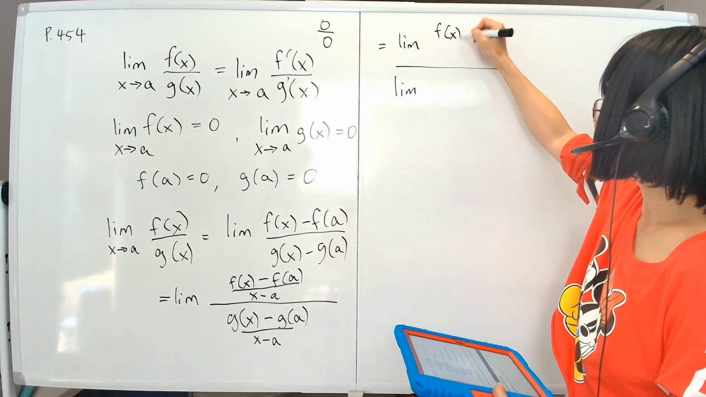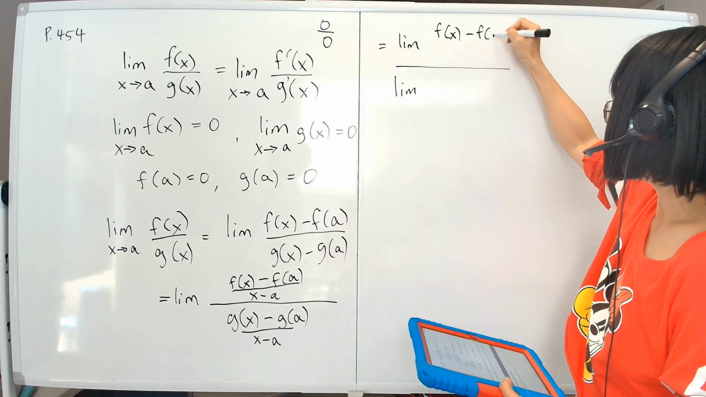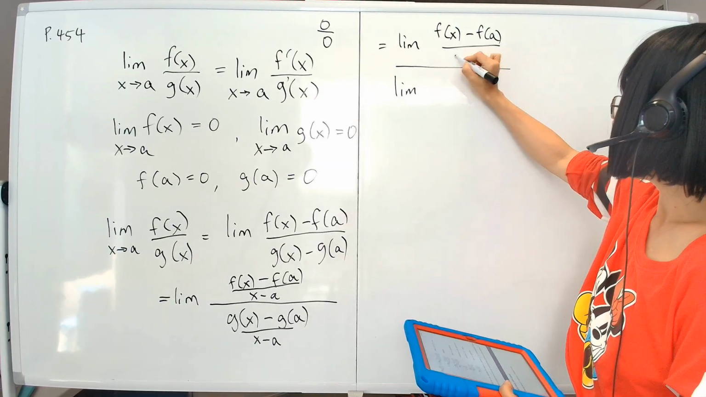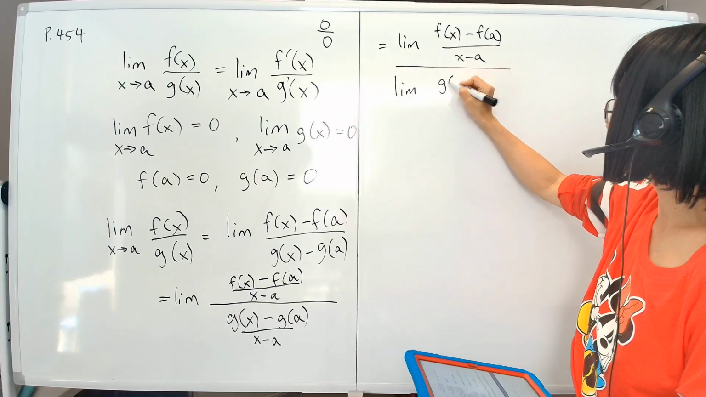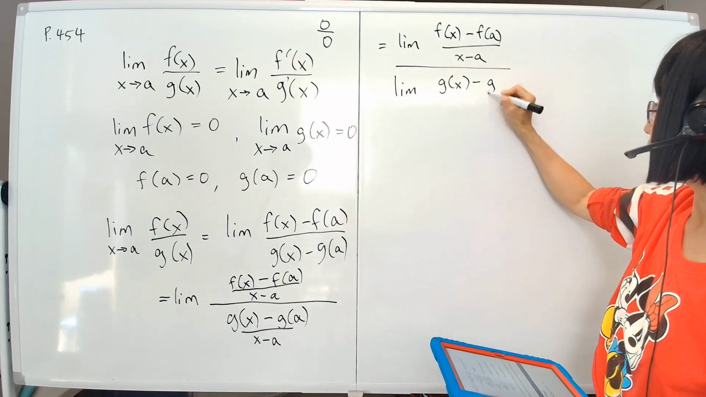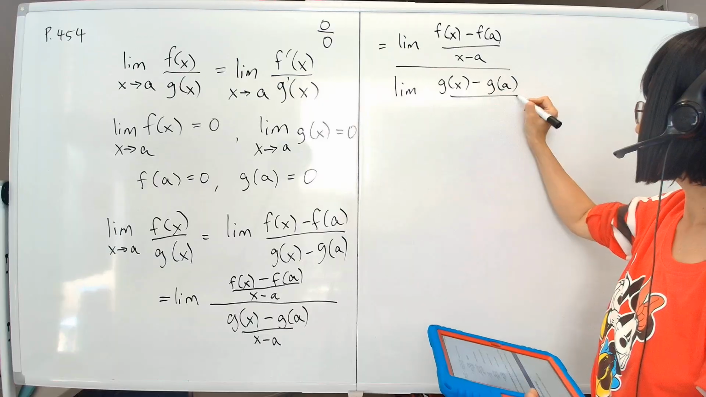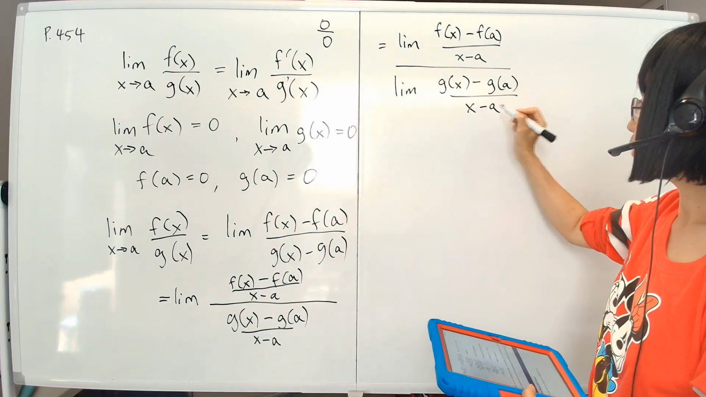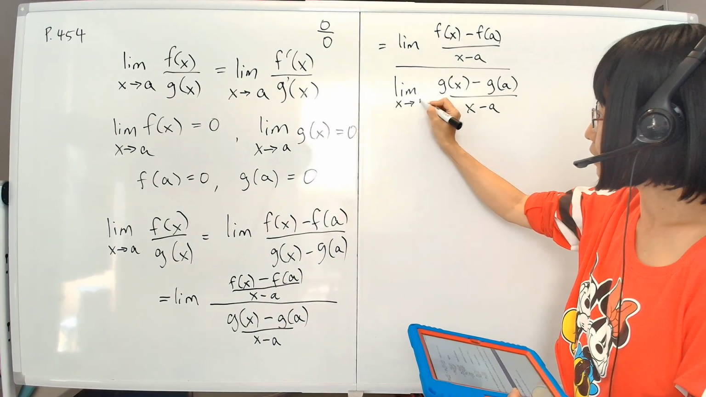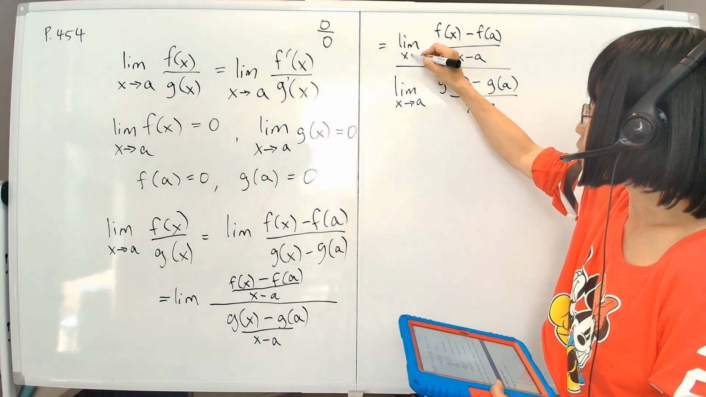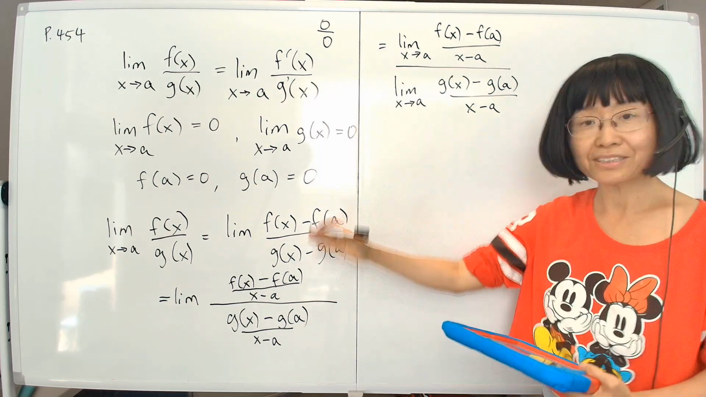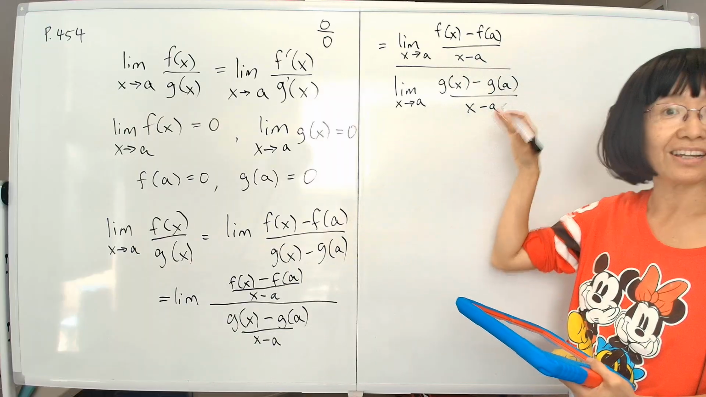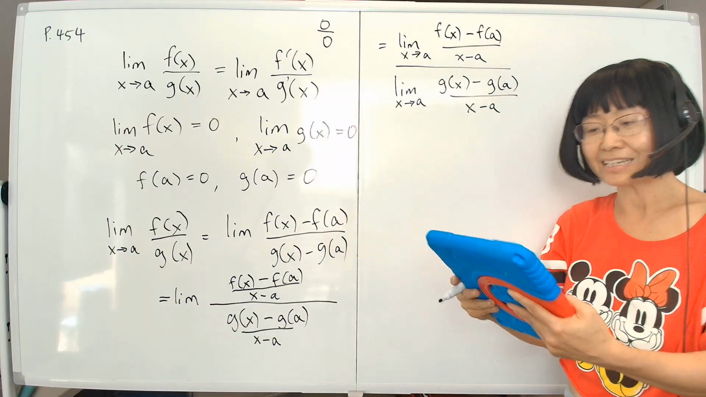So f of x minus f of a over x minus a, and then g of x minus g of a over x minus a. And both limits have x approach a, which is what we've been doing this whole time. All right. So now our equation is looking much longer, but actually it's much neater.